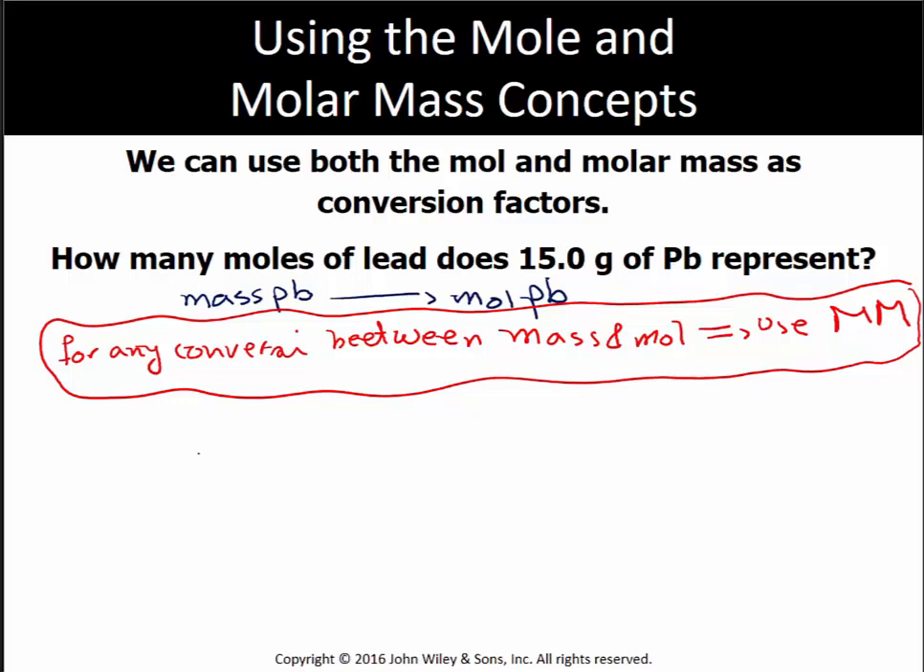So if you look at the periodic table, the molar mass of lead is 207.19. So looking at the periodic table, I know that 1 mole of lead is 207.19 grams of lead.